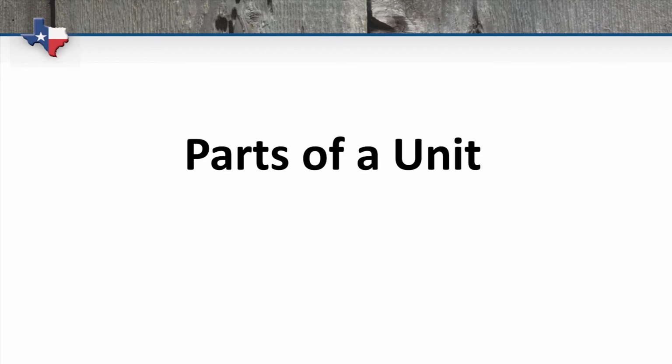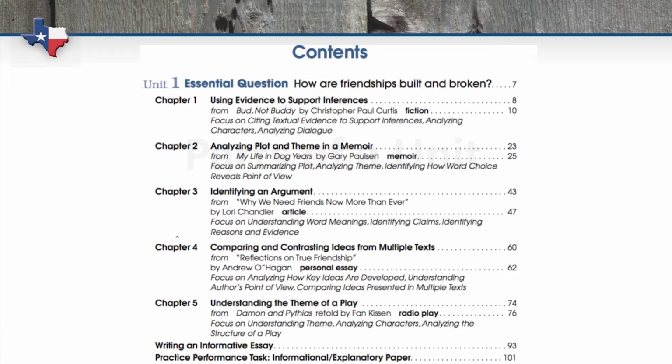Now that we've seen the different parts of a chapter and the intentional and consistent instructional design, let's look at the macro structure of Connections. Connections has 4 units, and each of these units has an essential question with 5 chapters. All of the selections in the 5 chapters tie back to the essential question and give differing perspectives on it.